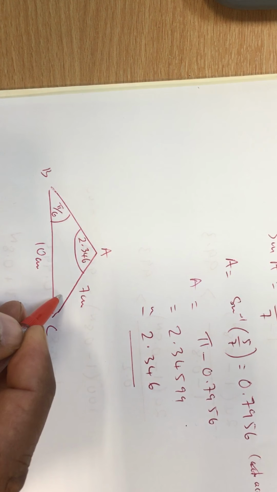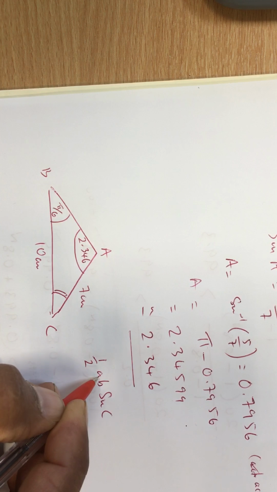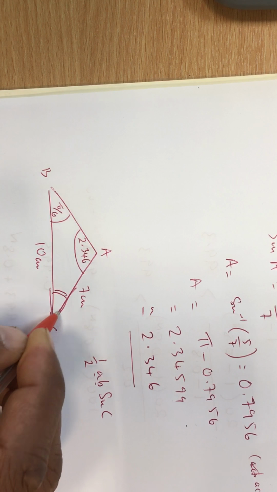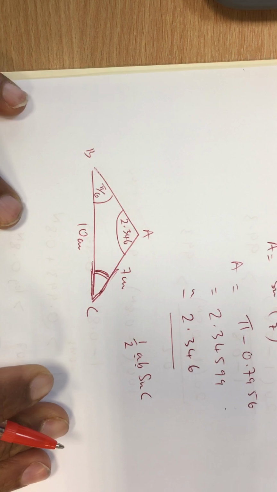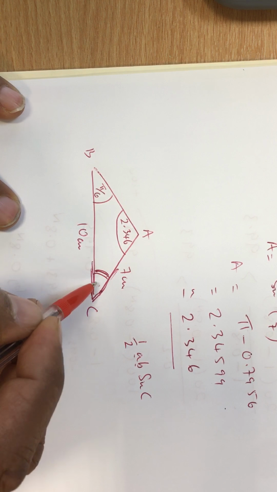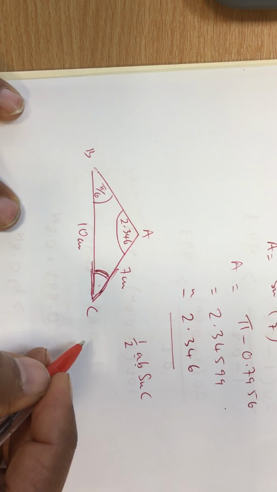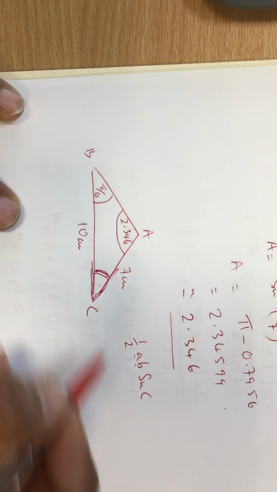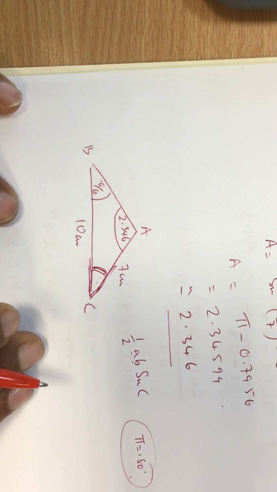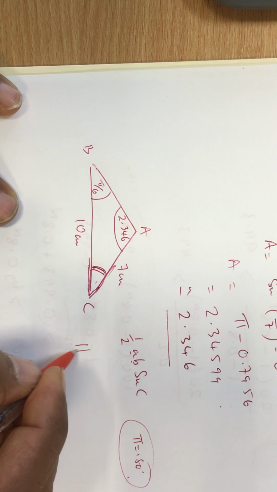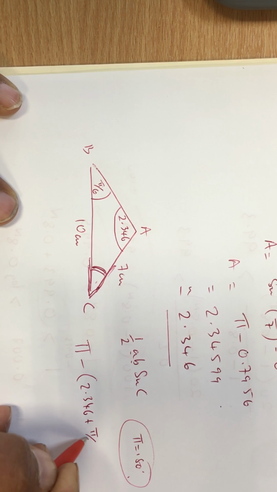So using this sine rule, half AB sine C, because it's always the two sides and the angle it incorporates between those two sides, A and B. So how do we find this angle? We can just simply add these two and take away from pi. Pi is 180 degrees in radians, as you know. So we just do pi, take away 2.346, add pi over 6.